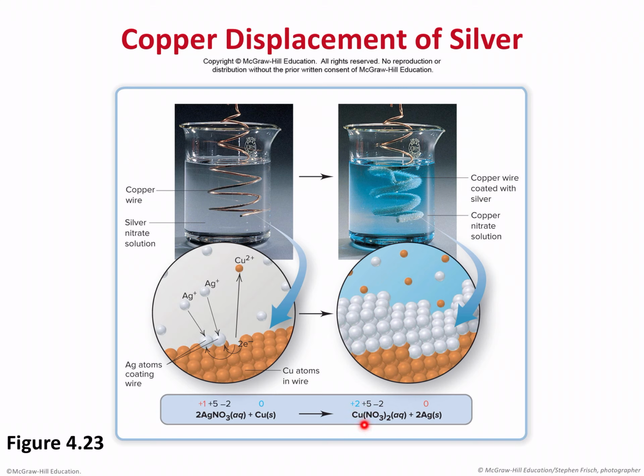Okay, another oxidation reduction reaction, which is the displacement of silver by copper. Oh, silver is being displaced by copper, the other way around. Silver is being displaced by copper, becoming copper nitrate and silver.